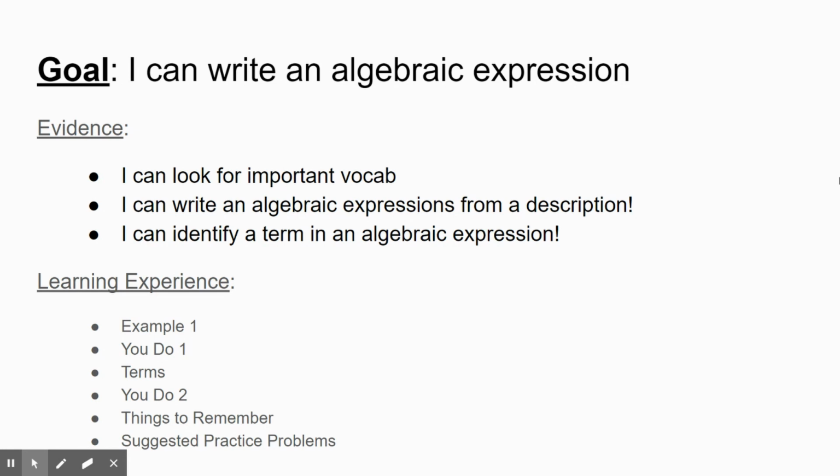algebraic expression. To do that, we're going to look at three things. We're going to look at important vocab and some more words to look for, which will help you figure out what your expression needs to look like. In other words, we're going to write an algebraic expression from a description. And we're also going to look at terms. What is a term? How do we use them? Why are they important? How do we pick them out of an algebraic expression? Learning experiences there. We're actually going to do 2 you-dos today, so it'll be a little bit of a longer video.